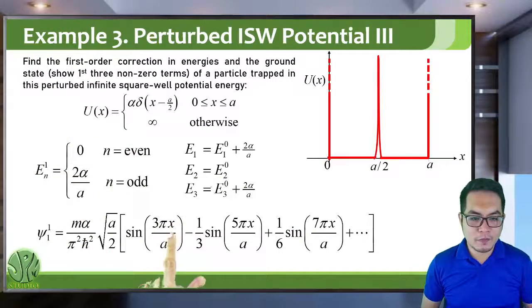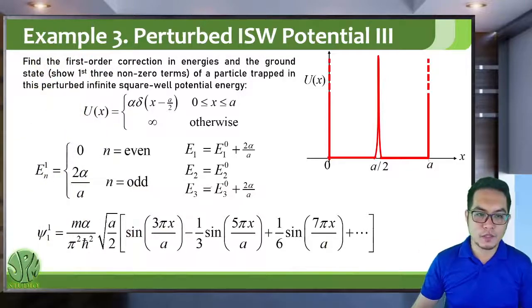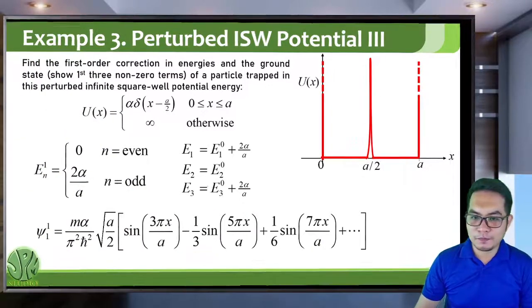So the first term again is psi 3, so you have 3 pi x, psi 5, psi 7, and so on. So that's it for this problem.